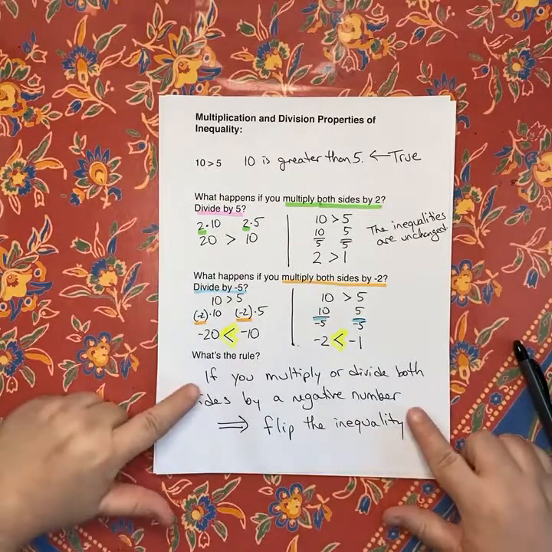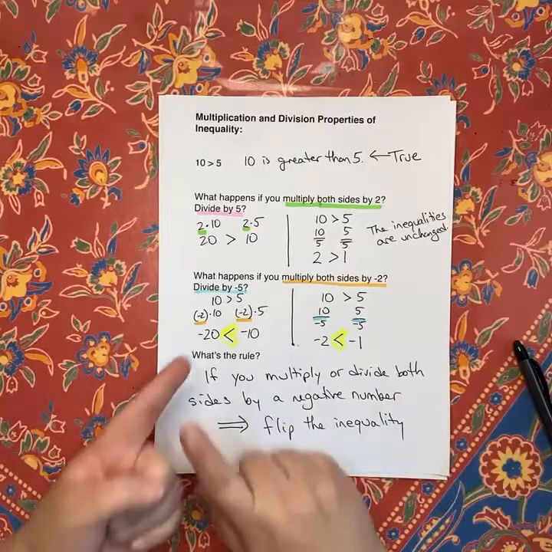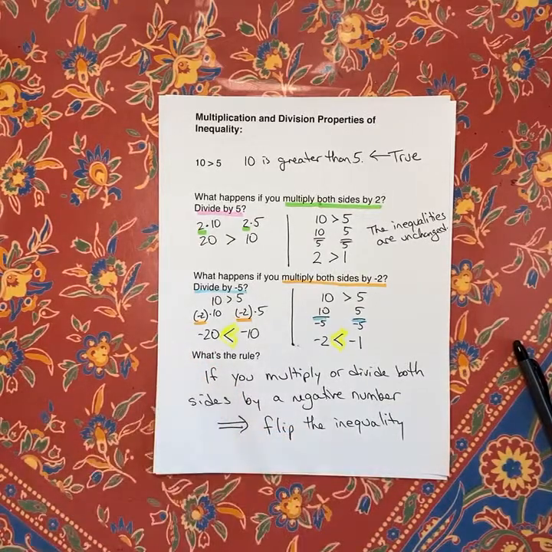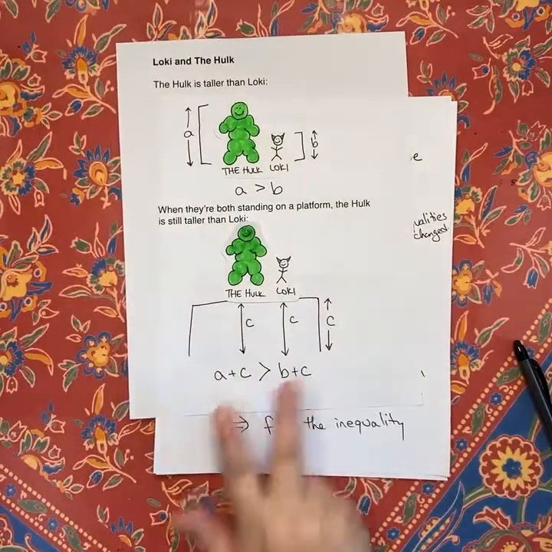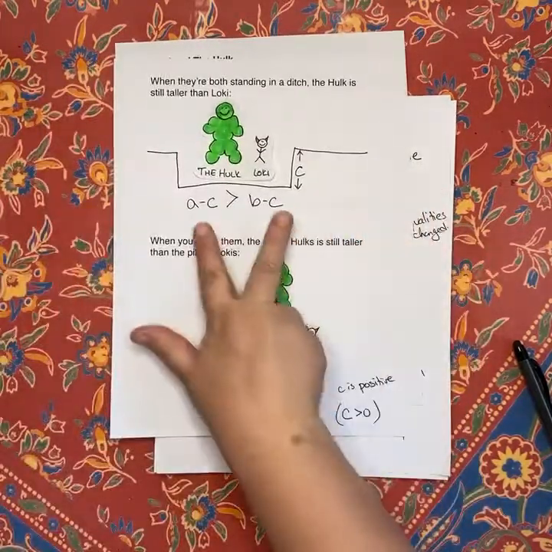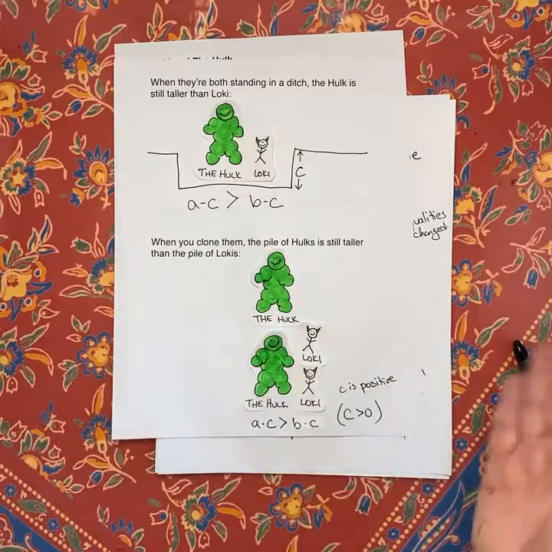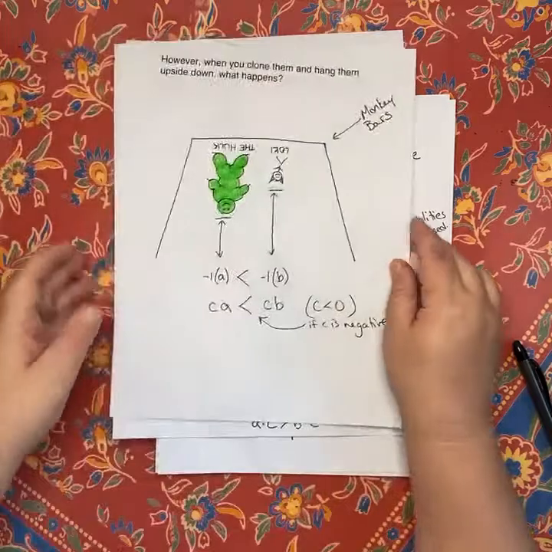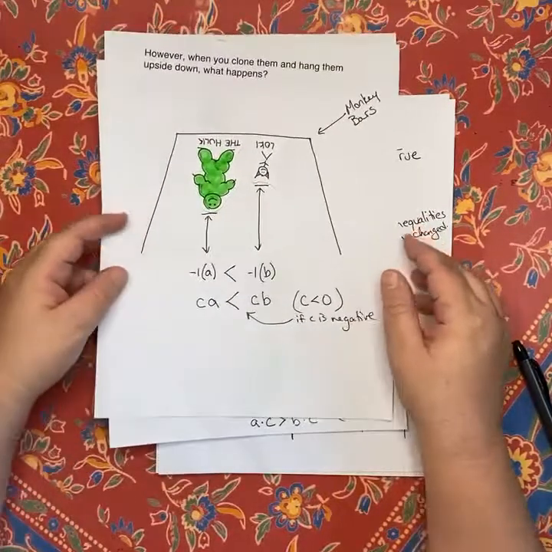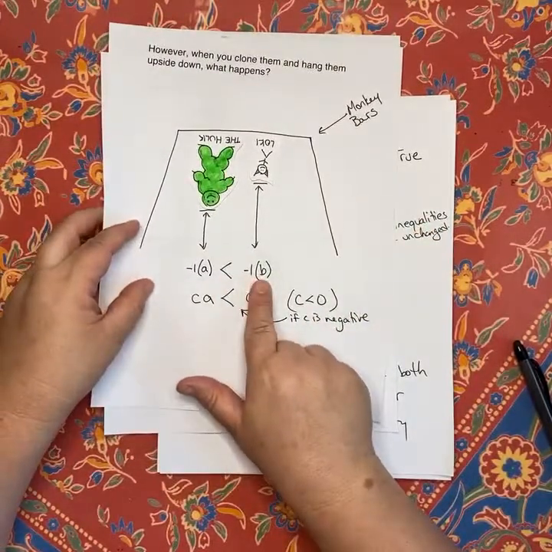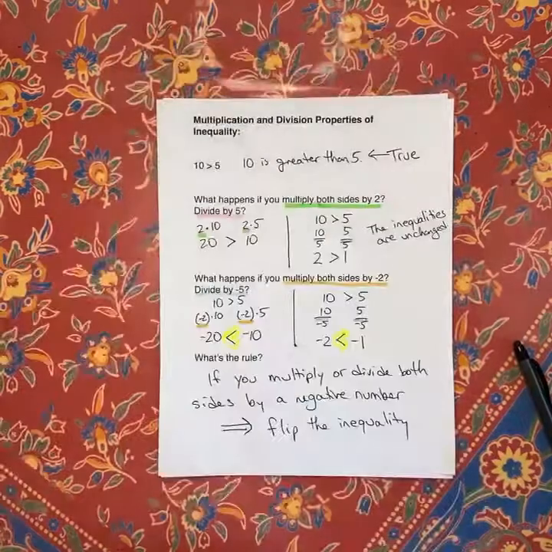So this is the big rule. It is only with multiplication or division. Remember that adding and subtracting do not change the inequality. The only thing that changed is when you actually multiplied, so you flip the numbers themselves upside down.